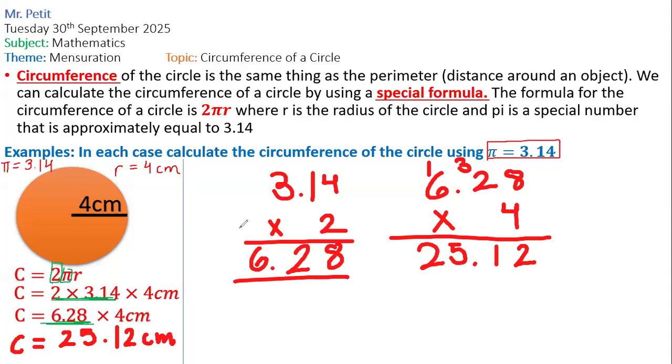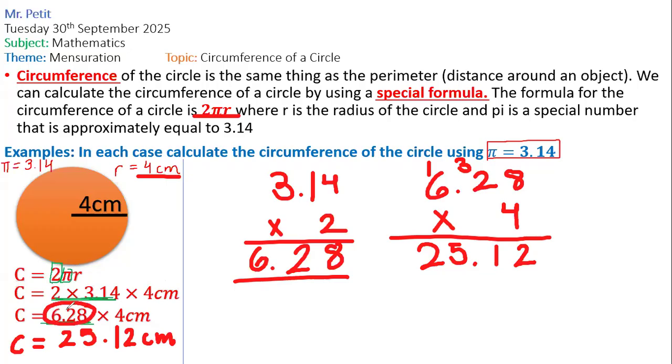Not quite? Okay, so the 2 pi r, you know where we got the 2 pi r from? That's our formula, right? That's where we got 2 pi r. So we know that pi is 3.14, right? Yes, sir. And we know that r is 4 centimeters.